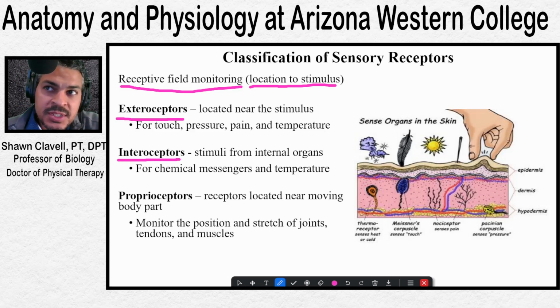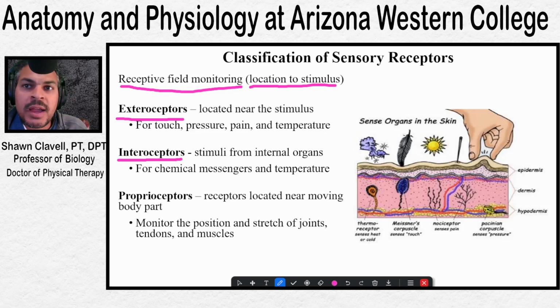Interoreceptors monitor stimuli from internal organs, so chemical messengers, temperature, or osmotic receptors, maintaining the amount of solute and the amount of water that's needed. So they can monitor our organs. We do have nociceptors, right? If you've ever felt stomach pain or rib pain, or people even have kidney pains, all of those are related to what you might call interoreceptors. They monitor pain, temperature, and stimuli from the internal organs.